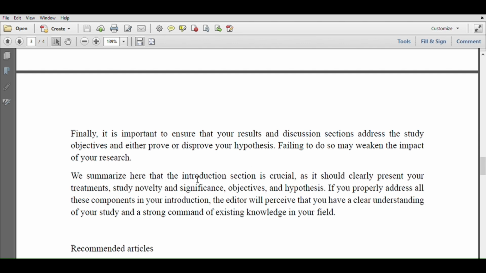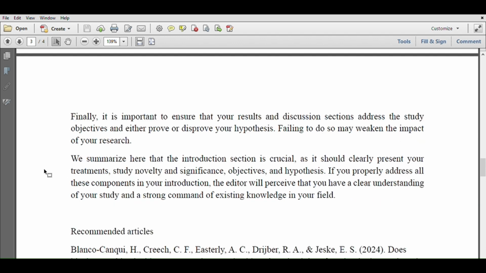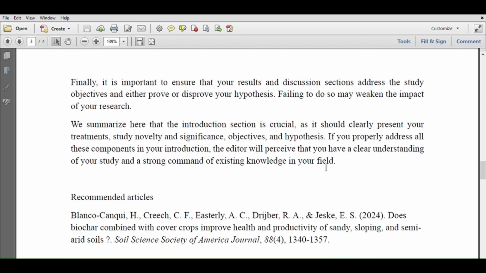We summarize here that the introduction section is crucial, as it should clearly present your treatments, study novelty and significance, objectives, and hypothesis. If you properly address all these components in your introduction, the editor will perceive that you have a clear understanding of your study and a strong command of existing knowledge in your field.